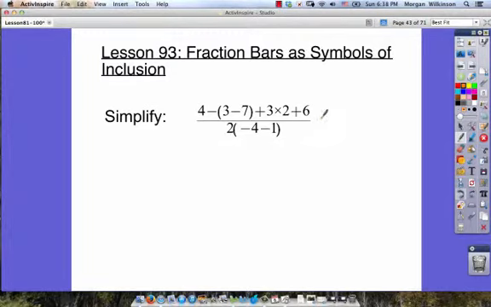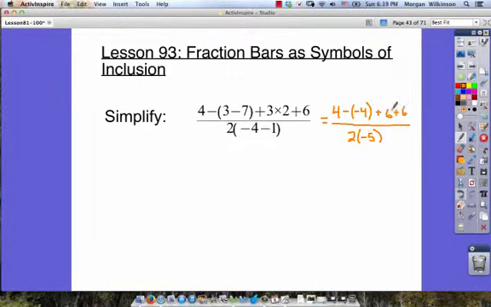So let's do that. In this problem, we need to do everything in parentheses first. So we're going to get 4 minus 3 minus 7, that must be negative 4, plus 3 times 2, multiplication comes next, so that's 6, plus 6. And we're going to divide that by everything on the bottom. We've got 2 times negative 4 minus 1, negative 4 minus 1, well negative 4 minus 1 more, that must be negative 5.